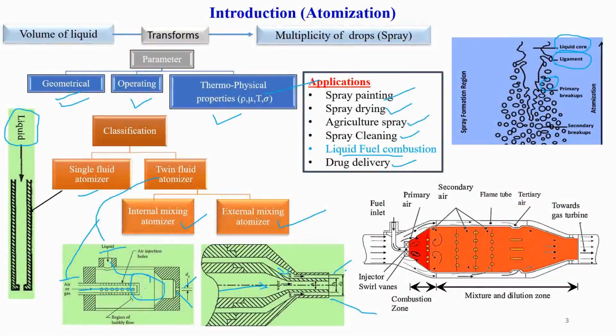So this is the overall view about the atomizer. First I will explain about atomization, then the process, primary and secondary, then the important parameters which affect the atomization, then classification: single fluid atomizer and twin fluid atomizer. Further, twin fluid atomizer is classified into internal as well as external mixing, then important applications of the spray, then where our injector is going to be used in the combustion chamber. Then I will move to the design of the combustion chamber.